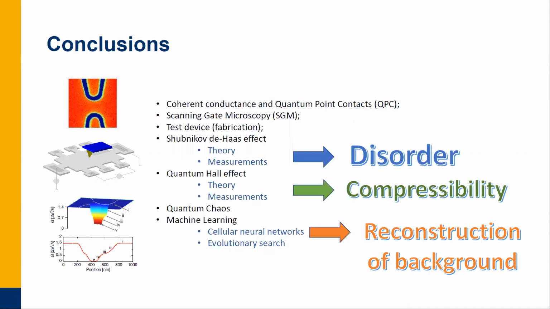So in conclusion, we talked a little bit about QPC and scanning gate microscopy. We saw that we have disorder in the QPC, and it's prominent, especially when you look very low. Using scanning gate microscopy, we were able to see regions of compressibility in the quantum Hall regime. We also observed chaos. There's quantum chaos in this disordered structure. And finally, we are still trying to use machine learning to try to understand the background potential and what's going on.